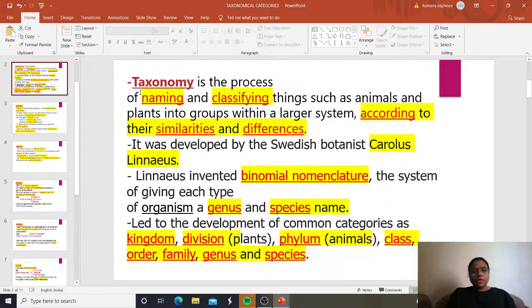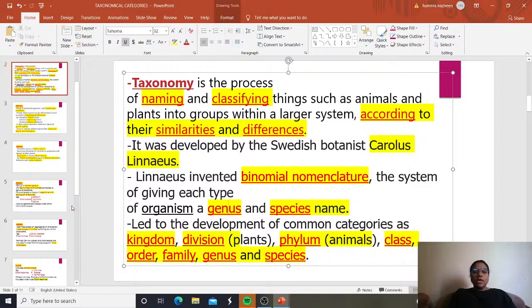See, it is nothing but naming and classifying according to similarities and differences. And who developed it first? Carolus Linnaeus was the one to develop it for the first time. He was a Swedish botanist. He invented binomial nomenclature, which means giving two names to an organism. One represents the genus, one represents the species. And finally, he gave the development of common categories like kingdom, division, phylum, class, order, family, genus and species.